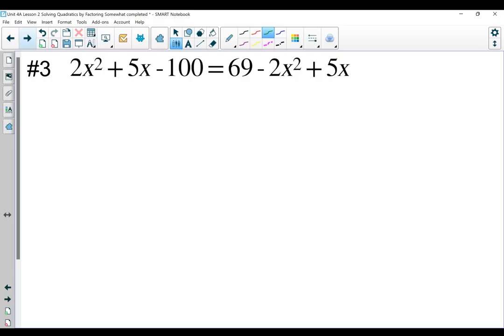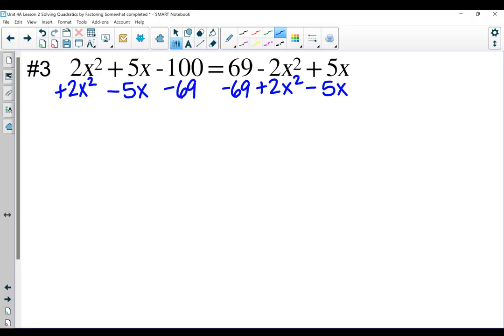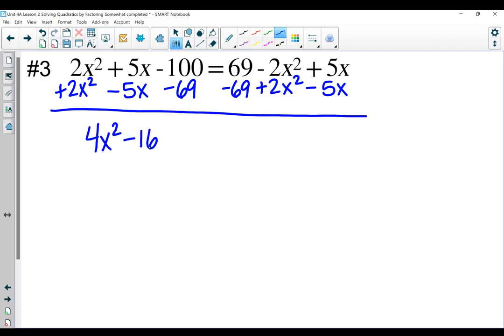Number 3 is looking a little bit more complicated. Hopefully when I do some math to set it equal to 0, it is a bit nicer. Again, I like to keep my x squared term positive, and I notice that in order to do that, I have to move this 2x squared to the other side by adding it. So I'm going to move all of my terms to the left-hand side. Subtract 5x. I'm going to subtract 69, resulting in 4x squared minus 169.